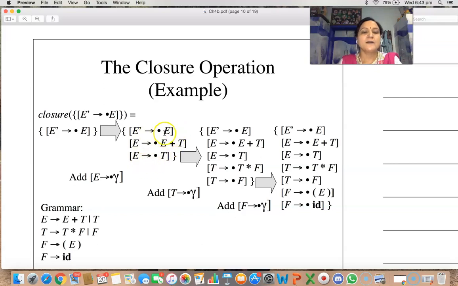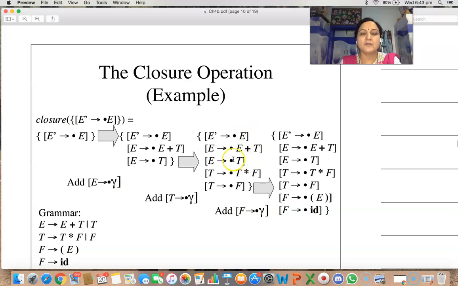So now the E productions we have added. Now after the dot again T is there. T is also a non-terminal, so add its production. So in the next step: E dash tends to dot E, E tends to dot E plus T, E tends to dot T, and because T is a non-terminal, add T productions. What are the T productions? T tends to T into F or T tends to F. So we are going to add T tends to dot T into F and T tends to dot F.